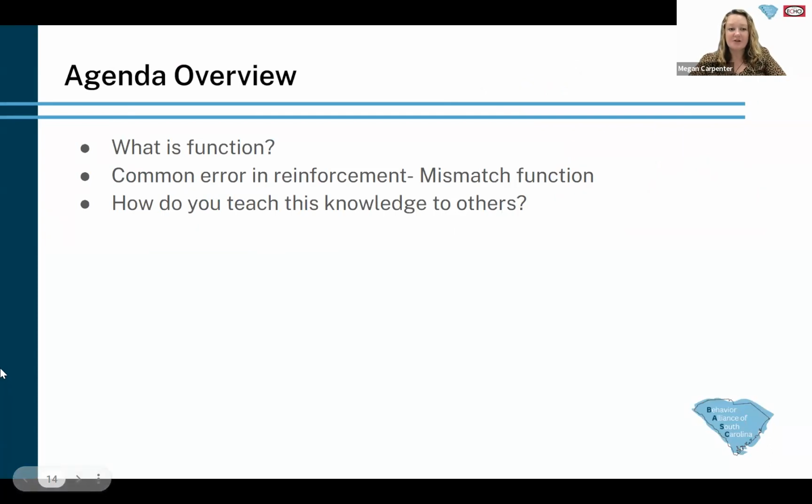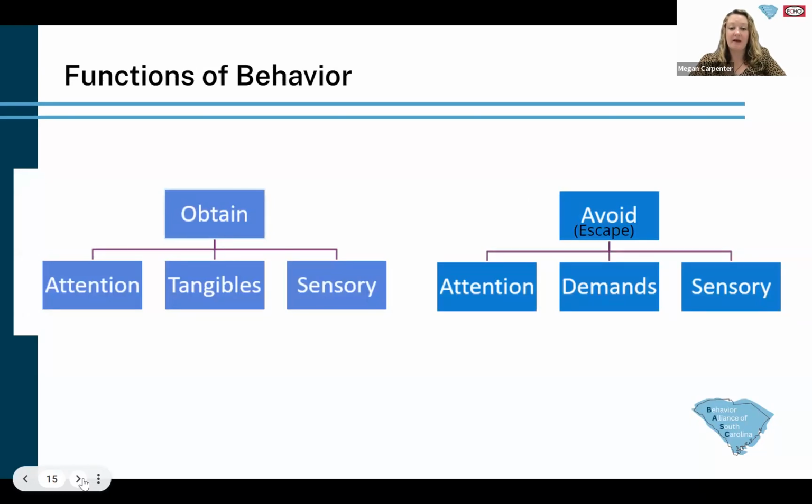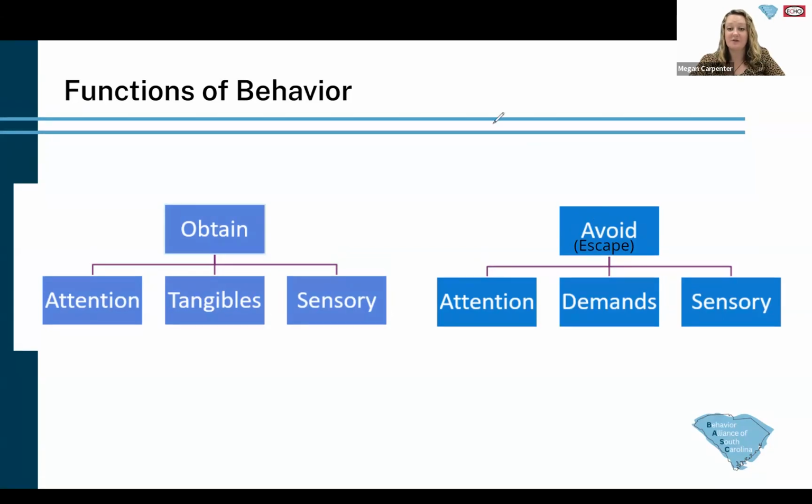We'll start with a quick review of what is function, common errors in reinforcement, specifically looking at mismatched function, and then how we teach this knowledge to others. As a reminder, behavior can function for the student to obtain or access something, or to avoid something. A student might engage in contextually inappropriate behavior to obtain attention, tangibles, or sensory input. Additionally, or alternatively, a student may engage in contextually inappropriate behavior to escape or avoid something, such as attention, demands, or sensory input.